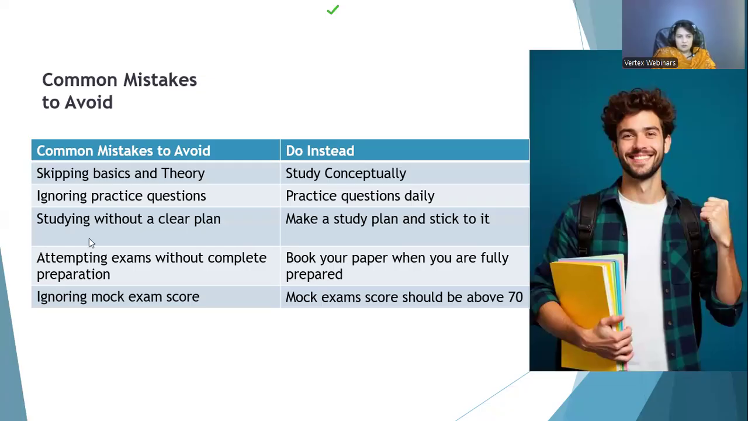All right. Studying without a clear plan: obviously, if you do not have a plan, how can you study effectively? Make a study plan and stick to it. This is not related only to studying the ACC paper or any kind of paper. In any field, if you want to achieve your goal, you need to have a clear plan. You need to make a clear plan, then follow that and stick to it.